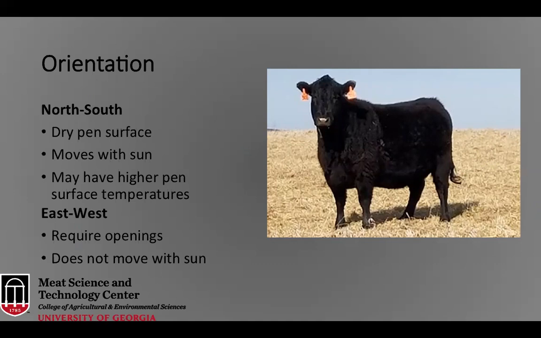So east to west doesn't move with the sun. If you don't give it any exposure to sun, there can be accumulation of feces and ammonia, and it can actually get pretty nasty under there. So a lot of times they'll put slits so it can actually move with the sun and also expose some sun to dry that surface.